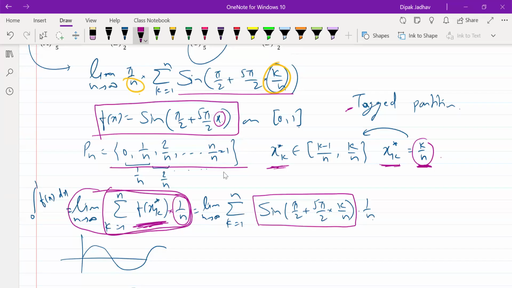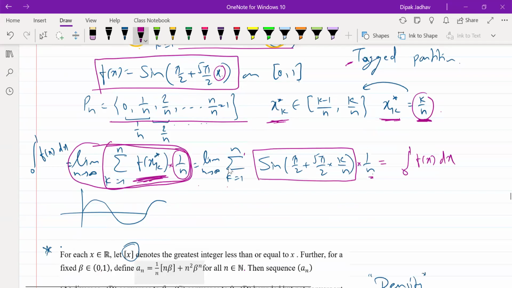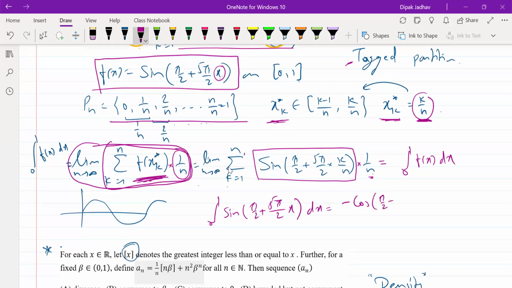Yes, sir. And then you multiply by the length of the interval, and then you sum it from k from 1 to n. And then you take the limit. Okay. So this will be equal to the integral 0 to 1 of f of x dx. Let's compute what is the integral 0 to 1 of f of x dx. That's nothing but the integral of sine of pi by 2 plus pi by 2 times x dx. What is the integral of sine? Minus cos of pi by 2 plus pi by 2 x divided by the coefficient of x, pi by 2, and then you integrate from 0 to 1.